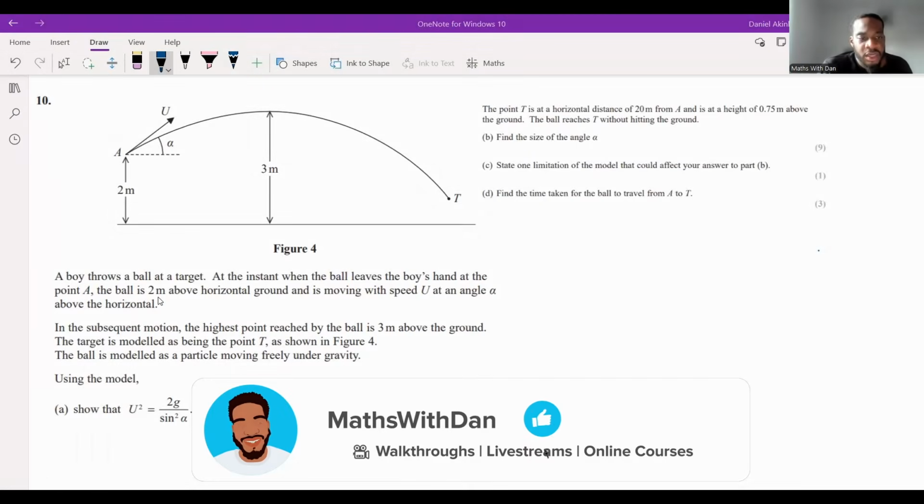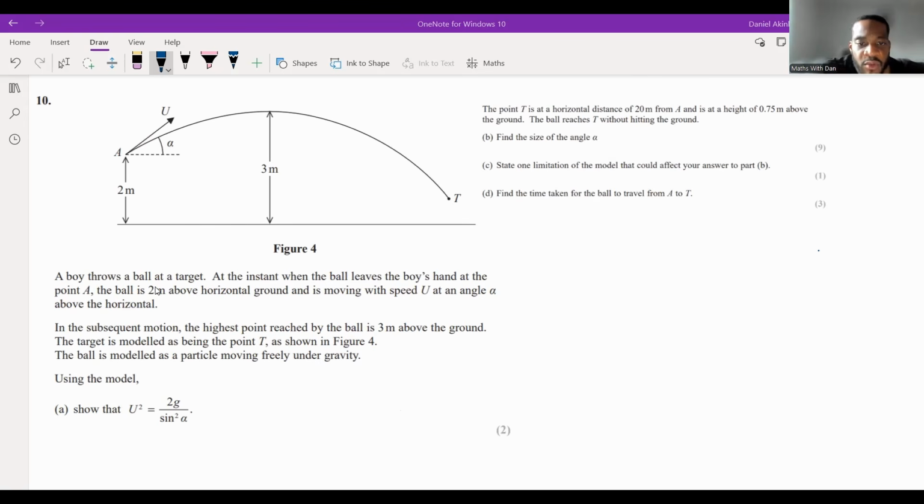A boy throws a ball at a target. At the instant when the ball leaves the boy's hands at the point A, the ball is 2 meters above horizontal ground and is moving with speed u at an angle alpha above the horizontal. In subsequent motion, the highest point reached by the ball is 3 meters above the ground. The target is modeled as being the point T, as shown in figure 4. The ball is modeled as a particle moving under gravity. Using the model, show that u squared is equal to 2g over sine squared alpha.